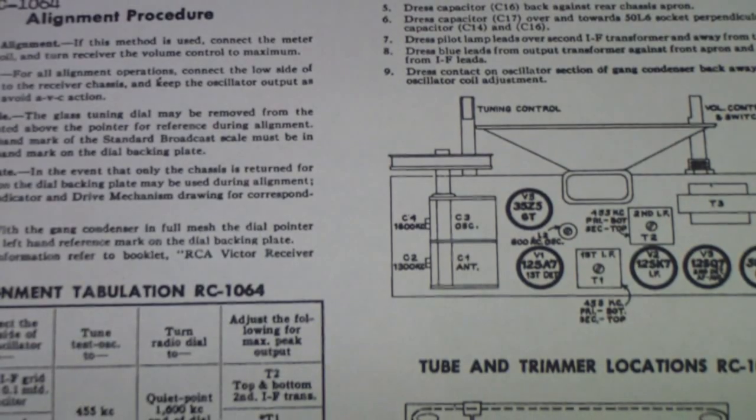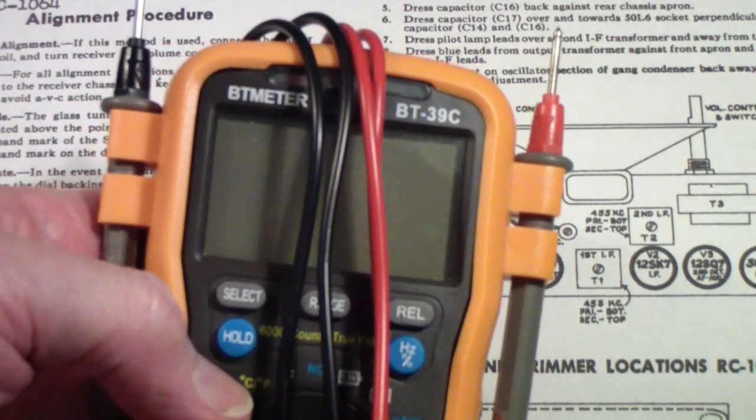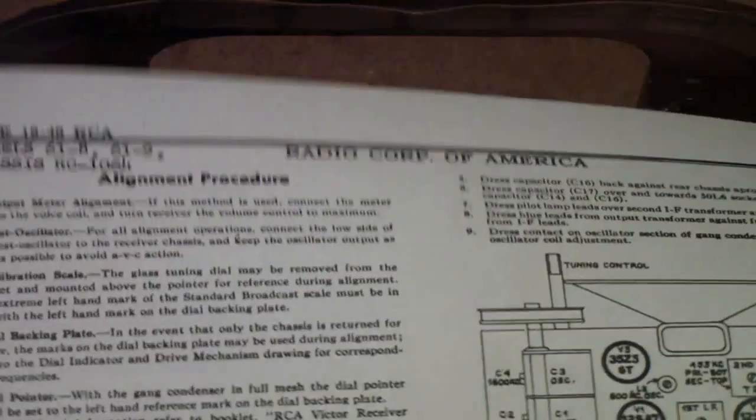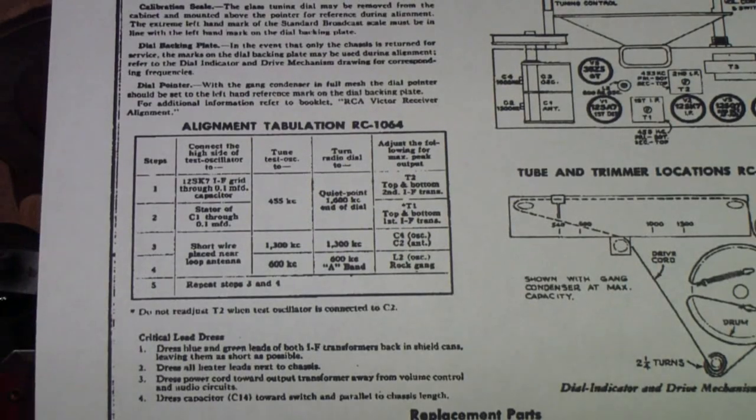a simple multimeter like that BT meter or the eTech City, or frankly, even a cheaper one than that if you don't need the capacitor function or the auto ranging, and good technical data that you can download from places like the American Radio History website.